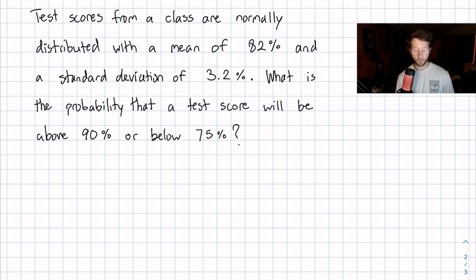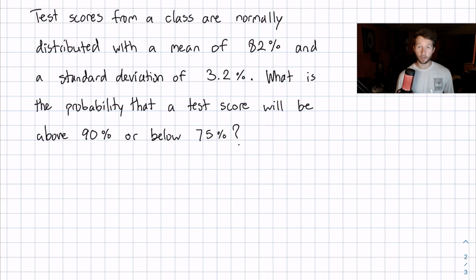All right, so for our next problem, test scores from a class are normally distributed with a mean of 82% and a standard deviation of 3.2%. What is the probability that a test score will be above 90% or below 75%? So at the first sentence, we saw that it's normally distributed.